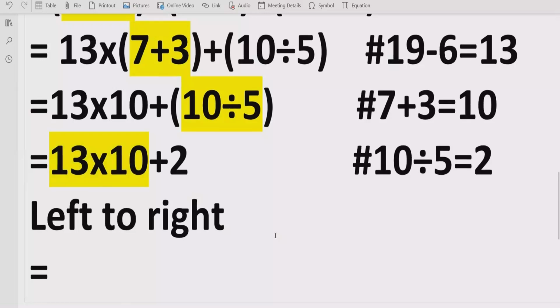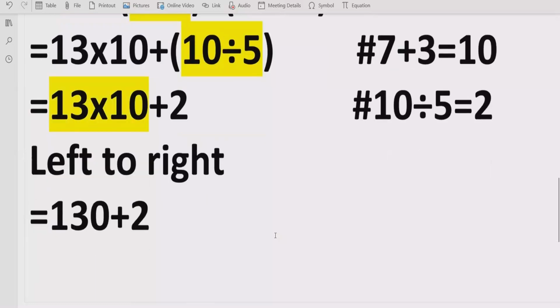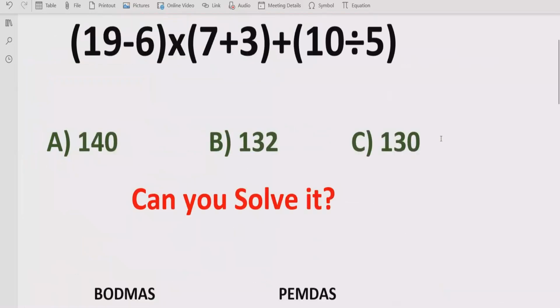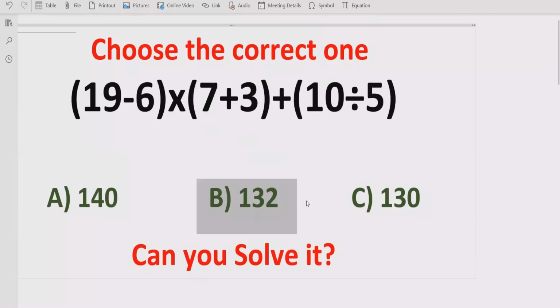So 13 multiplied by 10 equals 130. And plus 2, I am writing as it is. Now, if we add these two terms, we get the answer 132. So the answer of the given expression is 132. If you see the answer list, answer B is the correct answer.